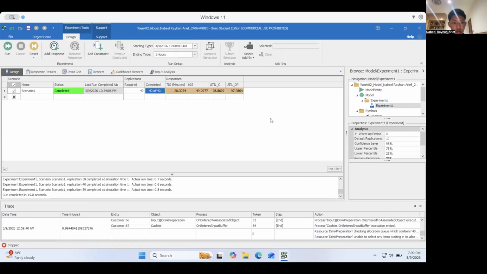Okay, so I also added several supporting measures, which are number in system, time in system, utilization of cashier, and utilization of drink preparation. So now I will explain the result.